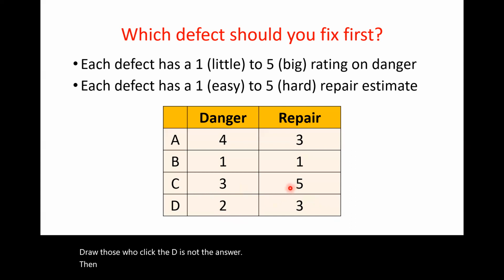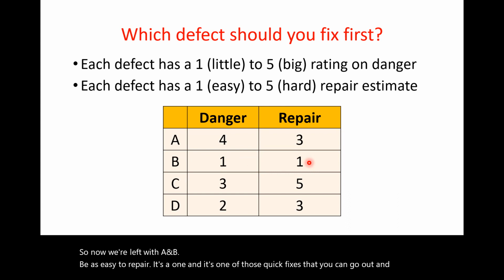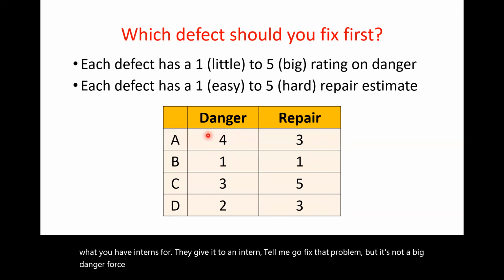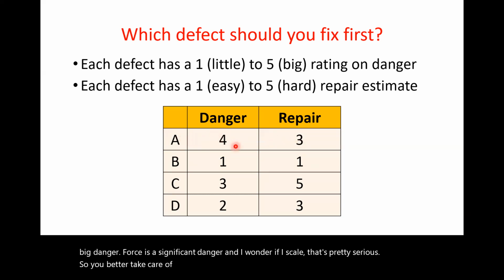Then you go, okay, compare A against C. Well, A has greater danger than C, and it's easier to repair. So it's not C. Now we're left with A and B. B is easier to repair. It's a 1. It's one of those quick fixes that you can give to an intern, tell them to go fix that problem. But it's not a big danger. A 4 is a significant danger on a 1 to 5 scale. That's pretty serious. So you better take care of A. It's got a danger of 4, repair cost of 3. So you need to take care of that one first. Everybody understand that?